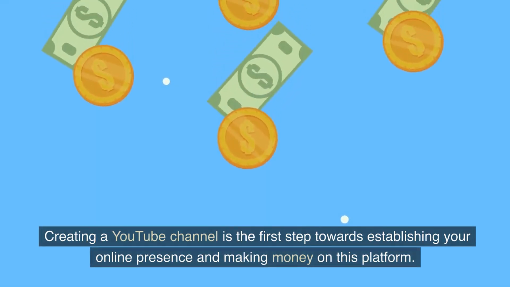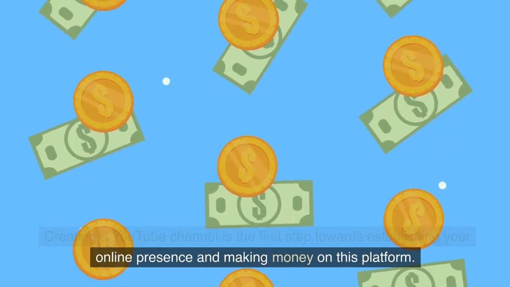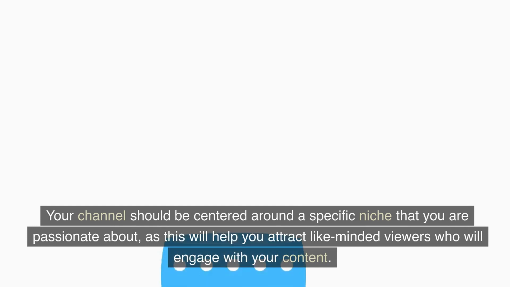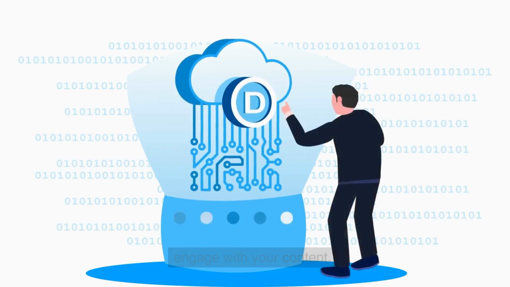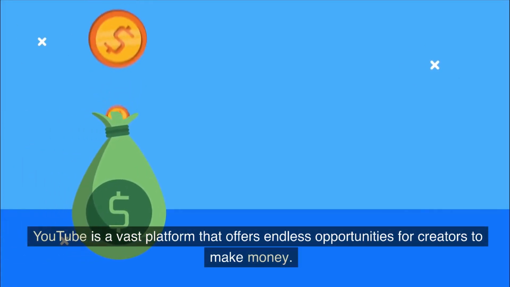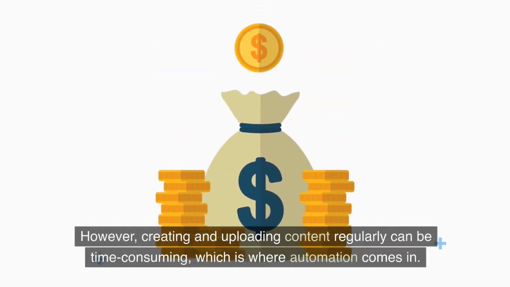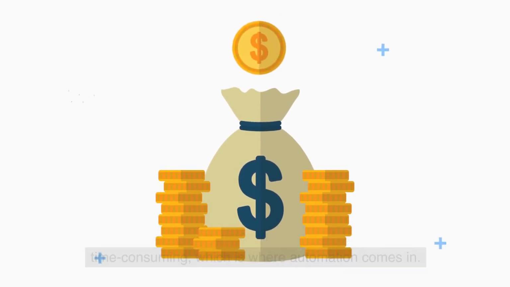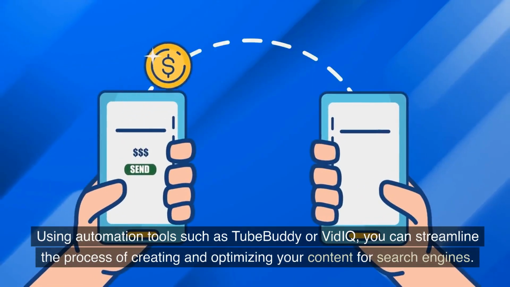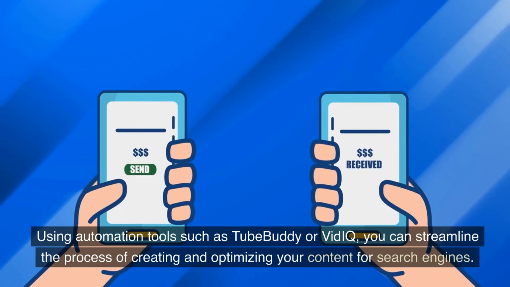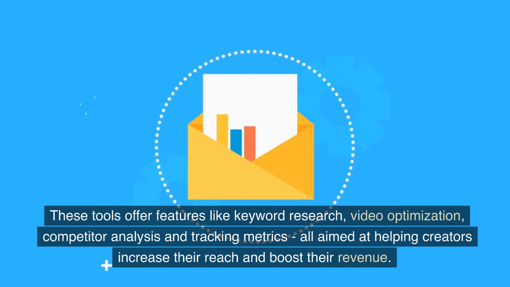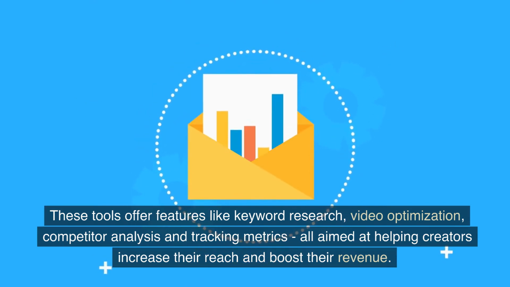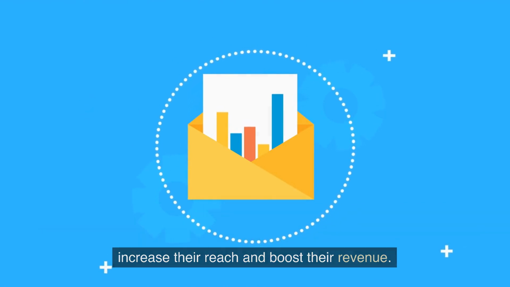Creating a YouTube channel is the first step towards establishing your online presence and making money on this platform. Your channel should be centered around a specific niche that you are passionate about, as this will help you attract like-minded viewers who will engage with your content. YouTube is a vast platform that offers endless opportunities for creators to make money. However, creating and uploading content regularly can be time-consuming, which is where automation comes in. Using automation tools such as TubeBuddy or vidIQ, you can streamline the process of creating and optimizing your content for search engines. These tools offer features like keyword research, video optimization, competitor analysis, and tracking metrics, all aimed at helping creators increase their reach and boost their revenue.